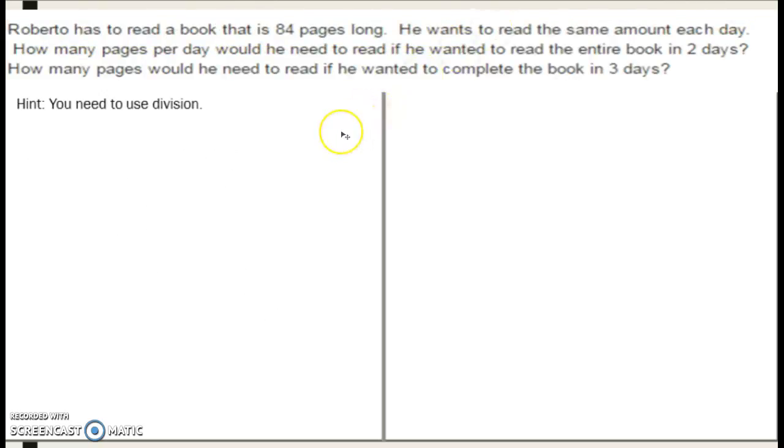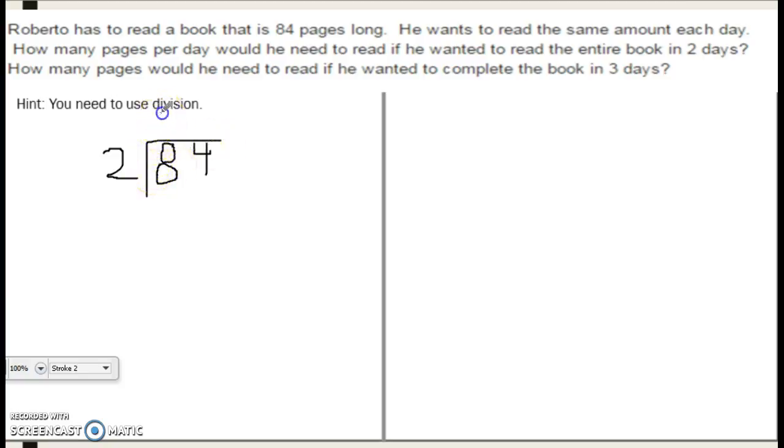Roberto has read a book that is 84 pages long. He wants to read the same amount each day. How many pages per day would he need to read if he wanted to read the entire book in 2 days? How many pages would he need to read if he wanted to complete the book in 3 days? This is a double division problem. So the book is 84 pages long. If he wants to read the book in 2 days and read the same amount each day, he needs to take 84 and divide that into 2 equal groups.